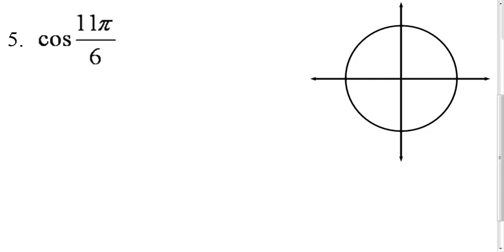Let's try one more. Can we find the exact value for the cosine of 11 pi over 6? Again, we can see that this is in radians, and we want to ask ourselves what reference angle this radian measurement goes with. So your eye should be drawn to the radian measurement, and here's our clue, pi over 6. We know that pi over 6 radians is equivalent to 30 degrees.